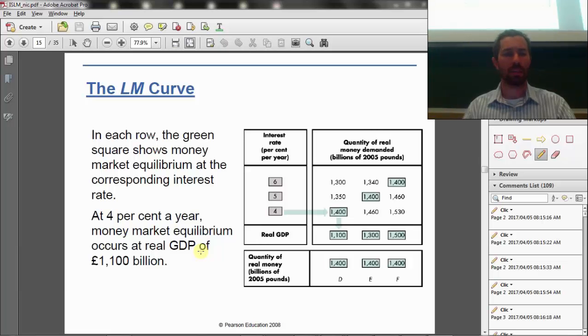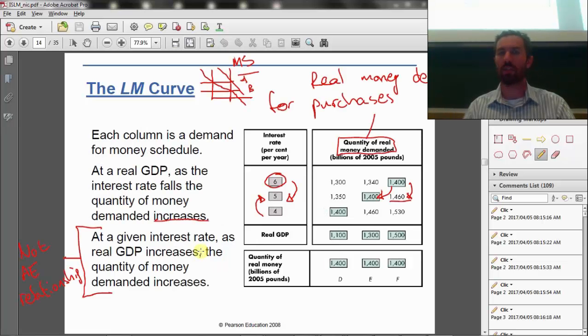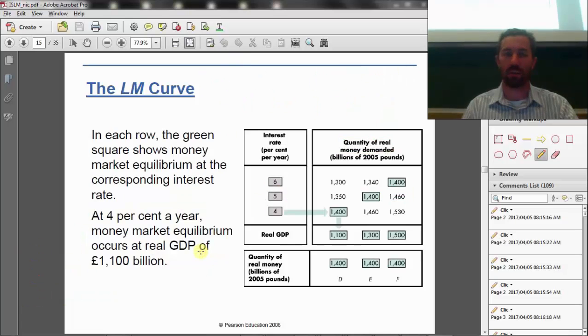Sorry, did I mess up just now and say that as the interest rate goes down, GDP goes up? Is that what I said? Just double checking. No? Okay, good.